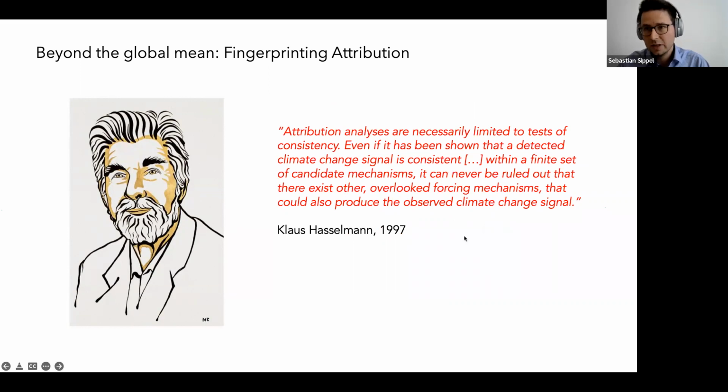observed climate change signal. So he's basically saying what we also discussed yesterday a little bit, that we can use our physical understanding to come up with the most likely drivers, and to determine causality based on the most likely forcing mechanisms, how we understand them based on the physics. But we can never with full certainty exclude that there may be other mechanisms that we have overlooked to some extent. I think these two statements are really remarkable, and that's why I wanted to show them here.